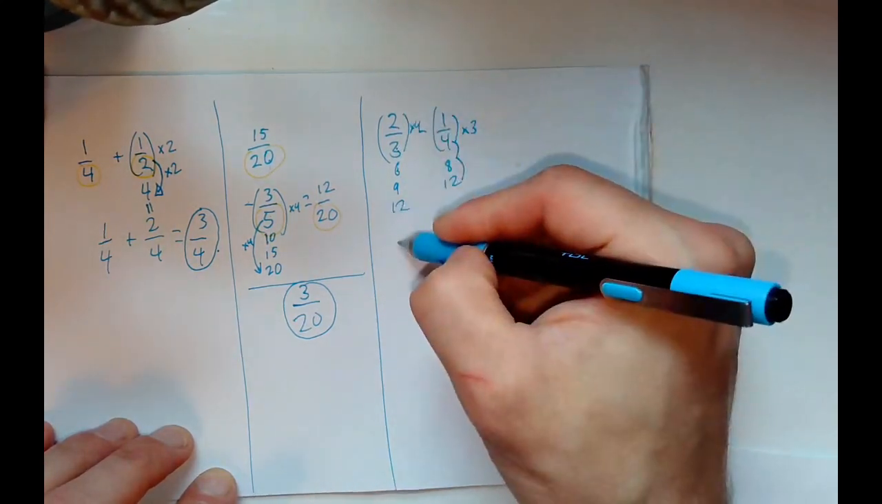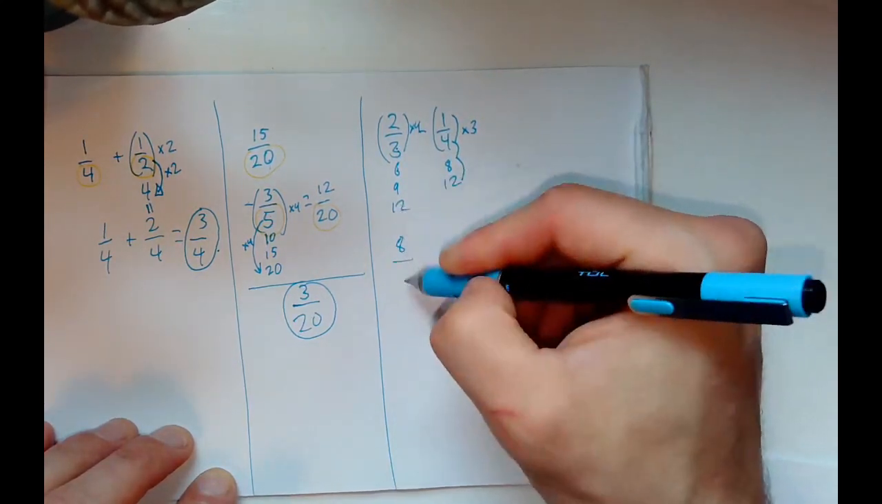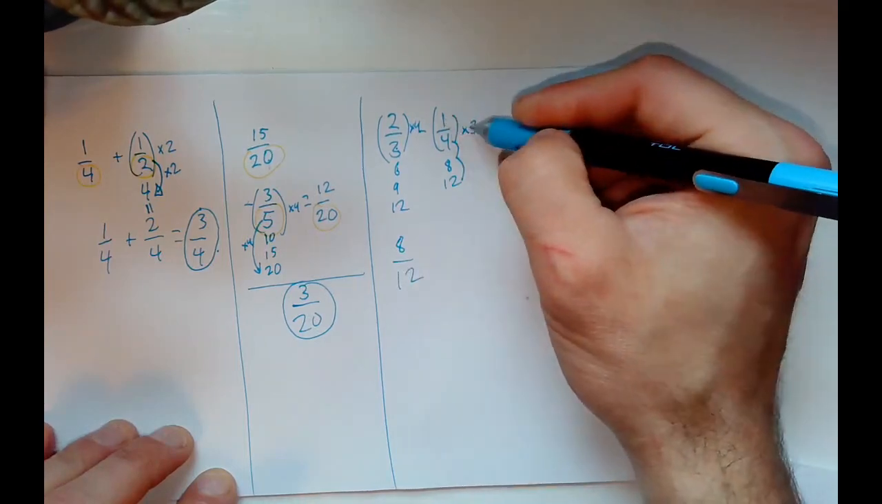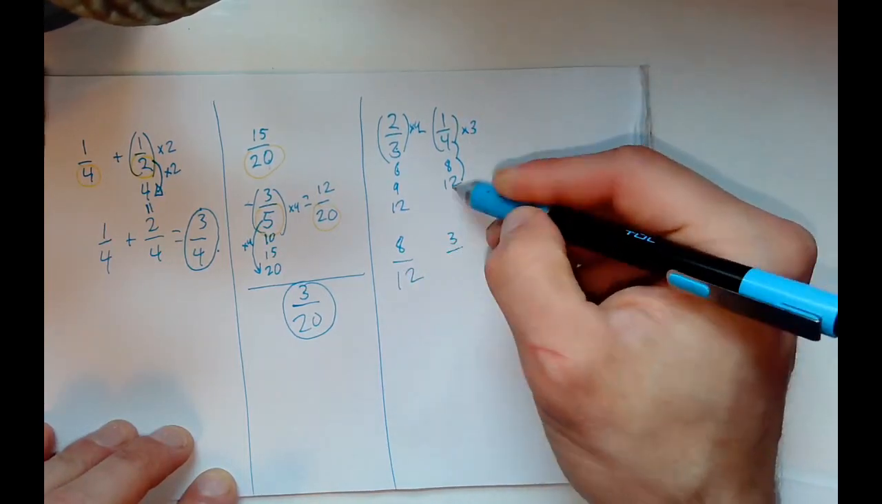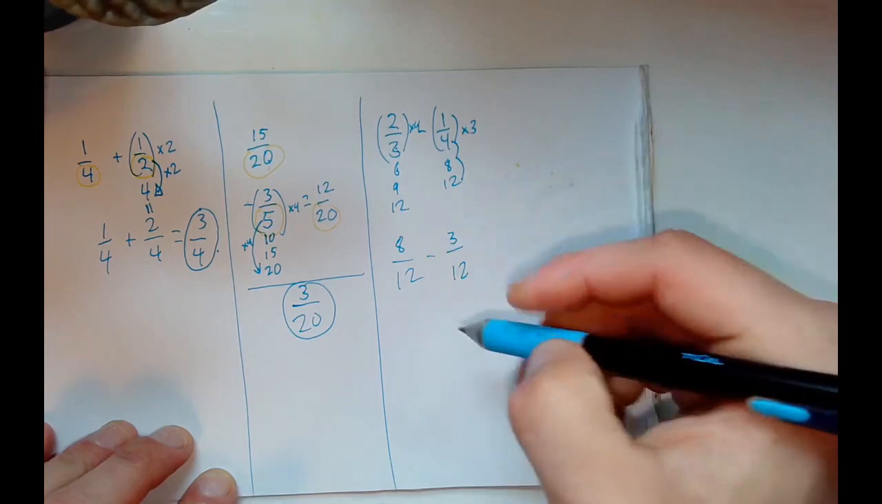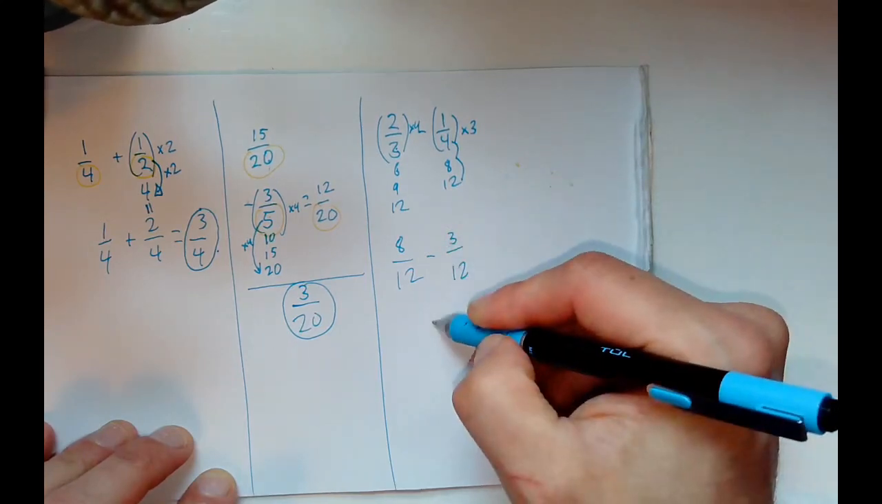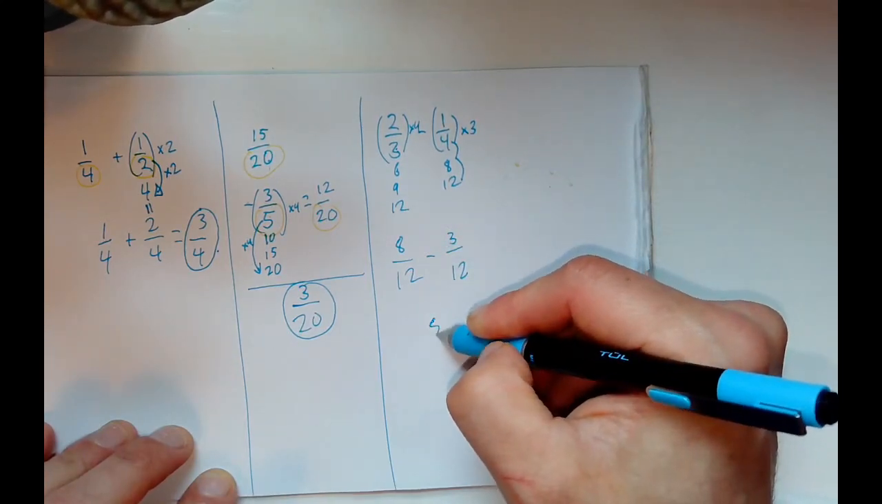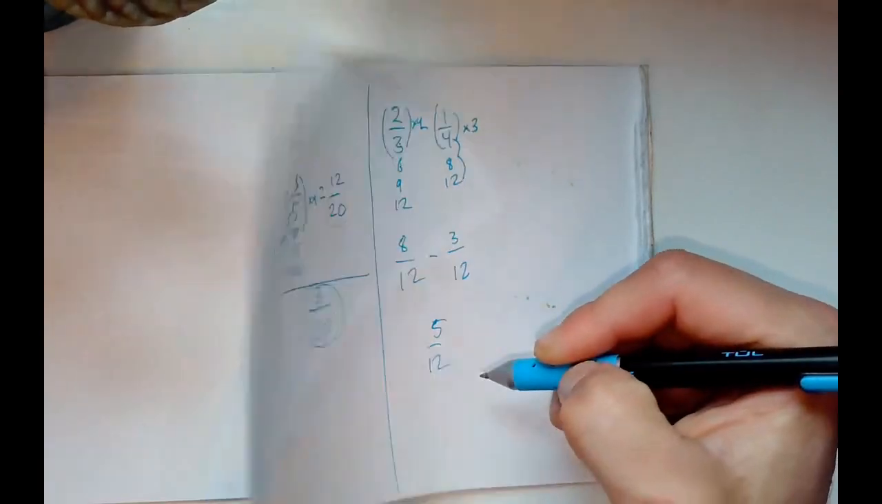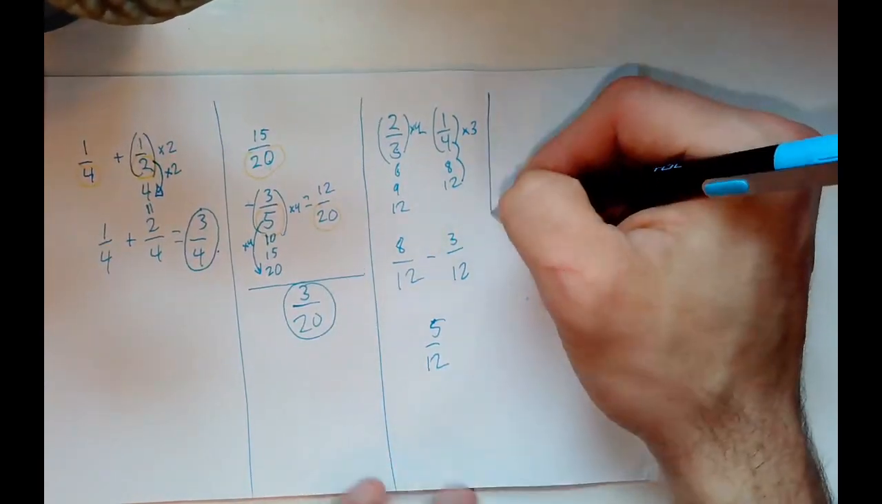2 times 4 is 8. My unit is 12. 1 times 3 is 3. My unit is 12. Now we subtract. 8 minus 3 is 5. My answer is 5/12. Last example.